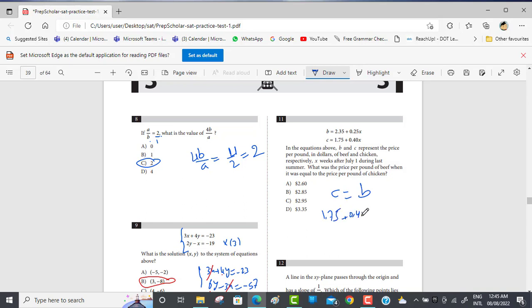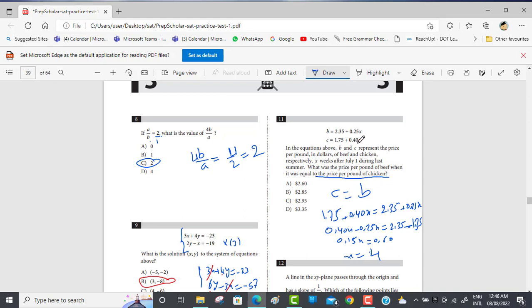1.75 plus 0.40x equal 2.35 plus 0.25x. Taking all the unknowns to the left, and constant numbers to the right, you will get this equation: 0.15x equals 0.60, so x equals 0.60 divided by 0.15, so it's 4. Okay, you will say to yourself, there is no 4 in the answers. Well, actually he's asking about the price. You found x, which was the number of weeks. You should replace x here by 4.